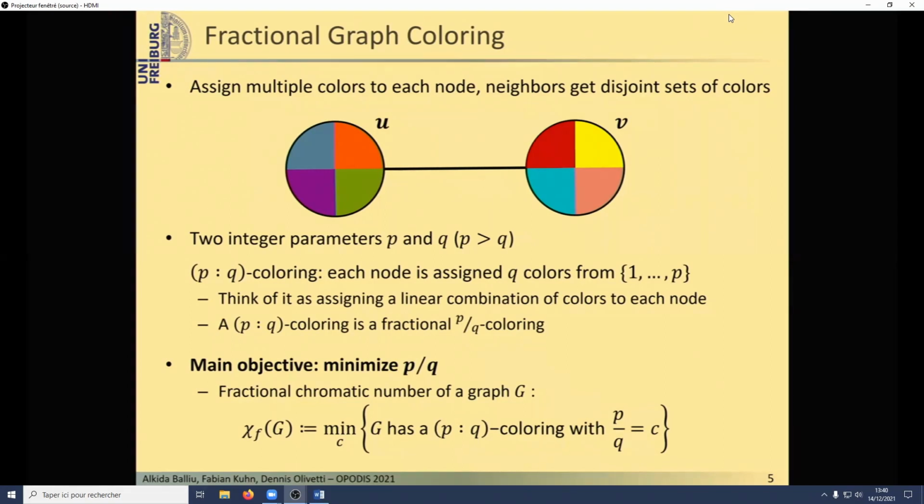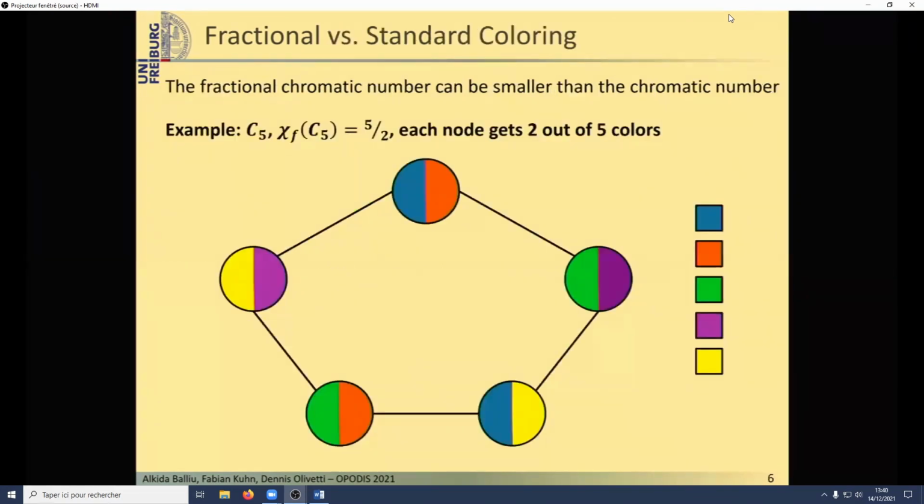To show you that with fractional coloring you can color more efficiently in some graphs, let me give you a simple example. If you take the 5-cycle and just color it, you need 3 colors. If we want to fractionally color it, we can use 5 colors but assign 2 colors to every node. Right here we have an assignment, and neighboring nodes have disjoint sets of colors. Because the ratio 5 divided by 2, which is 2.5, is smaller than 3, the fractional chromatic number of the 5-cycle is actually 2.5. So this is an optimal fractional coloring.